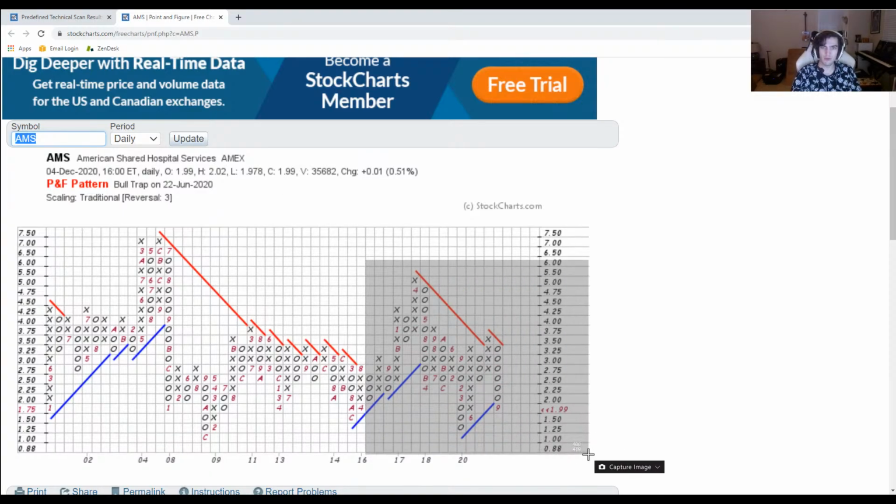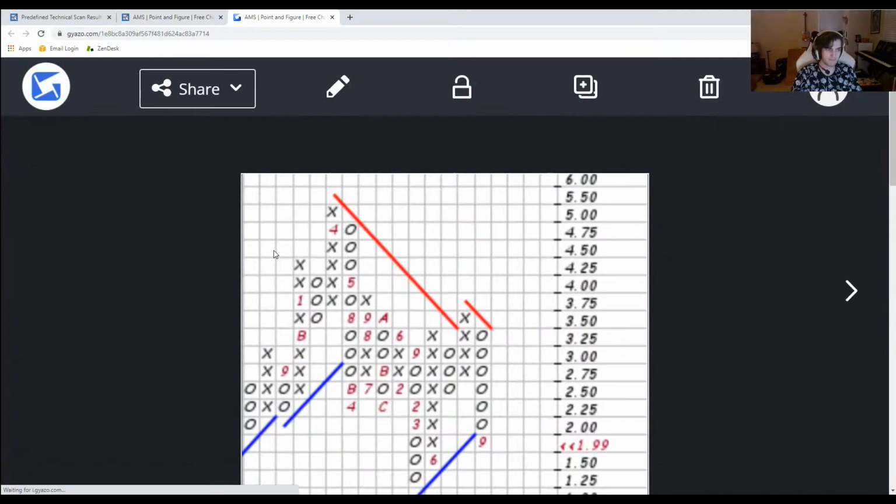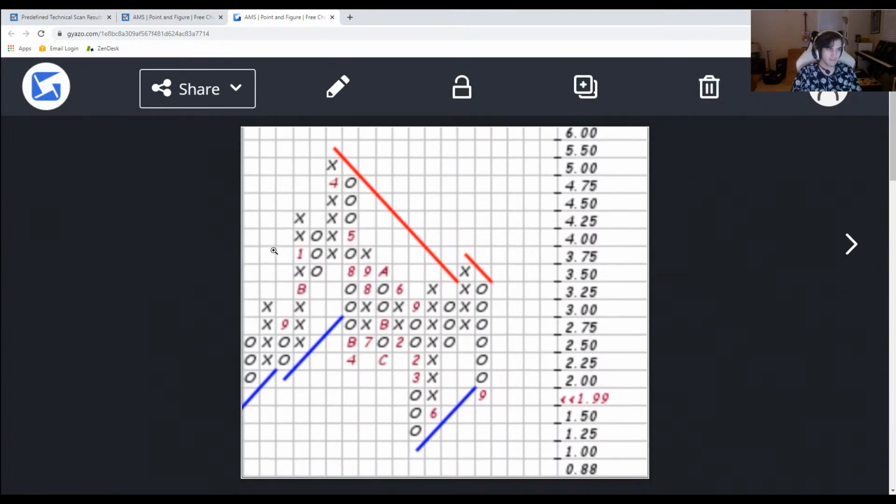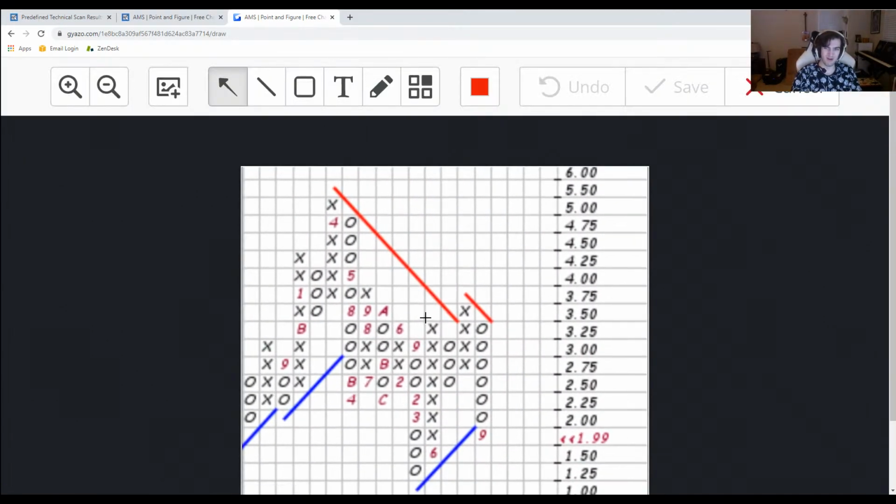So right here we do have a bull trap. My son said, "Mom, are you playing tic-tac-toe?" It's tic-tac-toe with a lot of money on the line, yeah.